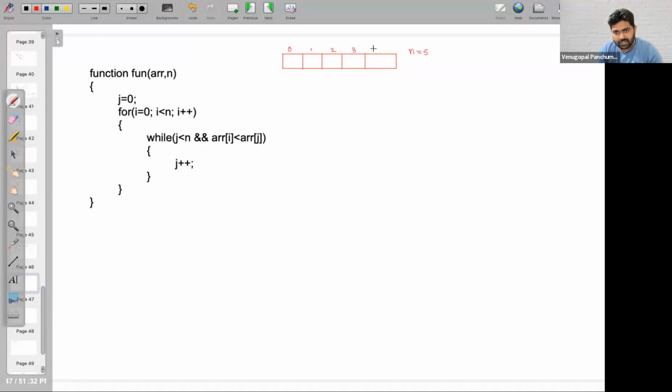Now, can you tell me, friends, I want to run this loop as many times as possible. In such a case, what type of input should I take? Every time I want to make this condition true. Then what kind of order should I take these 5 elements? In increasing order, right? Sorted order, right? Very good. So I'll take all these elements in increasing order.